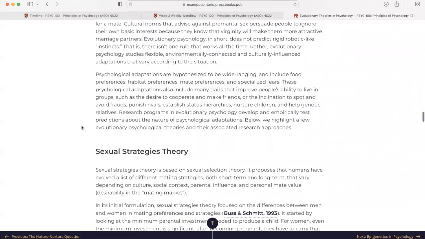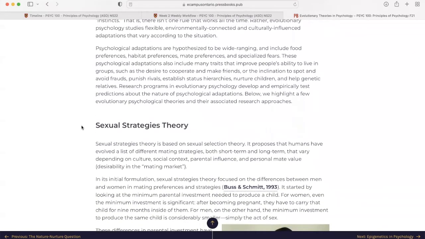Psychological adaptations are hypothesized to be wide-ranging and include food preferences, habitat preferences, mate preferences, and specialized fears. These psychological adaptations also include many traits that improve people's ability to live in groups, such as the desire to cooperate and make friends, or the inclination to spot and avoid frauds, punish rivals, establish status hierarchies, nurture children, and help genetic relatives. Research programs in evolutionary psychology develop and empirically test predictions about the nature of psychological adaptations. Below, we highlight a few evolutionary psychological theories and their associated research approaches.